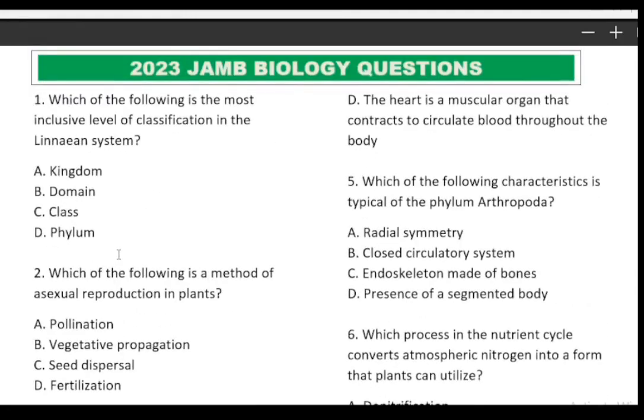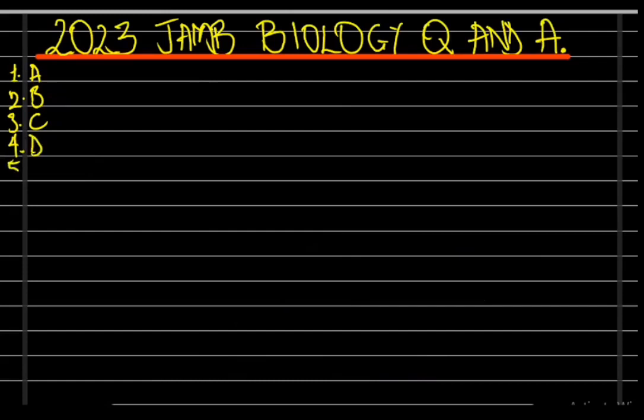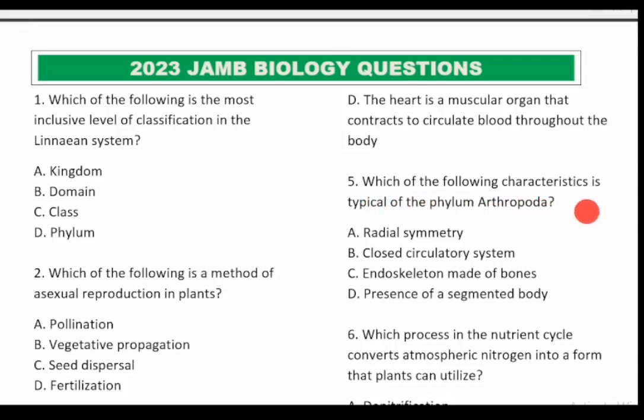The fourth option says the heart is a muscular organ that contracts to circulate blood throughout the body. Yes, that is the answer that you are looking out for. The heart is a muscular organ and it helps to circulate blood throughout the body. So that is the answer to our question for number four, option D. So we move to question five. Which of the following characteristics is typical of the phylum Arthropoda?